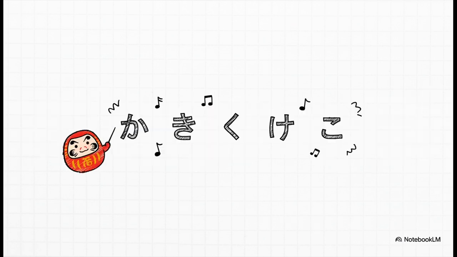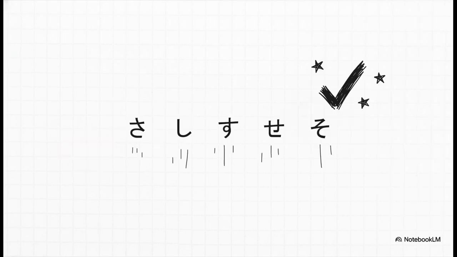Perfect start. Okay, next step, the K row. Let's hear it. Ka, ki, ku, ke, ko. Awesome. And let's finish off with the S row. Sa, shi, su, se, so. Excellent. See, it's all in there. Now we are ready for the main event.